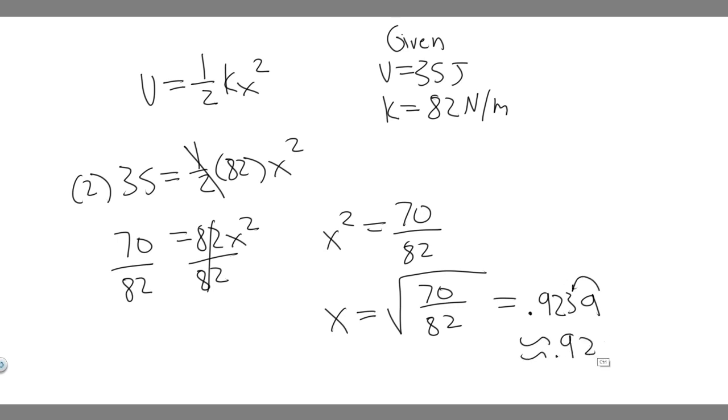So 0.92, and then it's going to become a 4. So 0.924, and then this is a distance, right? And so the distance metric we're using is meters. So it's going to be 0.924 meters. So this right here is going to be your answer, and hopefully you found this video useful.